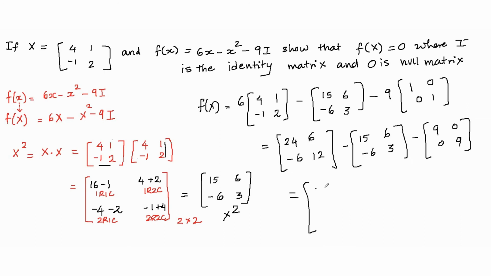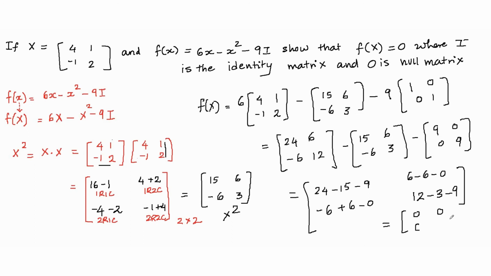So this would become 24 minus 15 minus 9. Then 6 minus 0. Negative 6 minus of minus 6 is plus 6 minus 0. And 12 minus 3 minus 9. And therefore the answer would be 24 minus 24 is 0. 6 minus 6 is 0. Minus 6 plus 6 is 0. And 12 minus 12 is also 0. Therefore this is a null matrix.